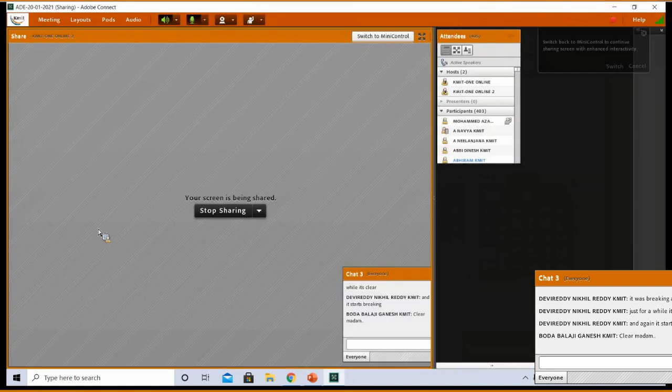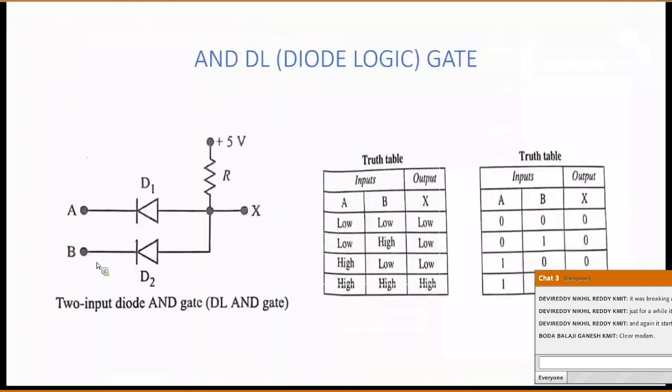Okay, the output will be equal to 0. Now, if A is 0 and B is 1, this diode D1 is forward biased. Okay, this is forward bias and current starts conducting through this diode. And for D2, 1 means we are giving 5 volts. So here the anode is placed at 5 volts and the cathode is also placed at 5 volts.